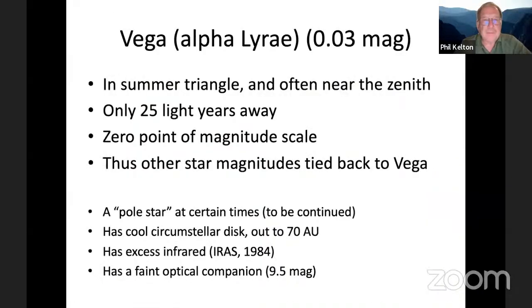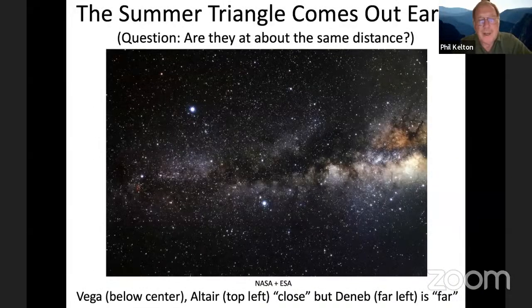So I'll explain it and then we'll move on. Turns out that Altair and Vega are very close, about 17 and 25 light years away, whereas Deneb is something like 1,500 to 2,500 light years away. And we'll see that in more detail. And so the conclusion from that, of course, that I tell people is that Deneb is one of the very intrinsically brightest stars in the whole galaxy.